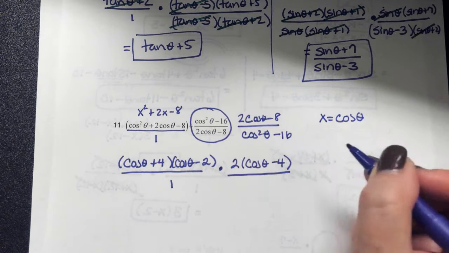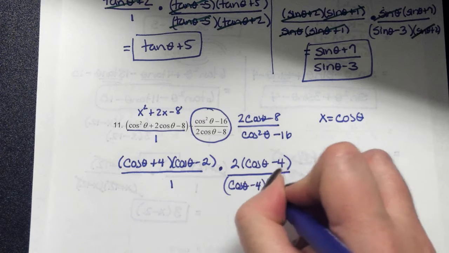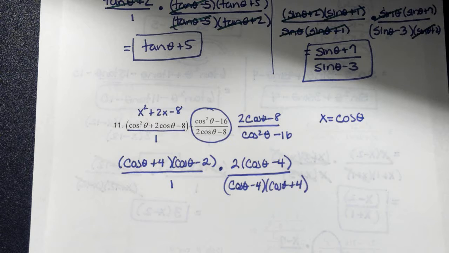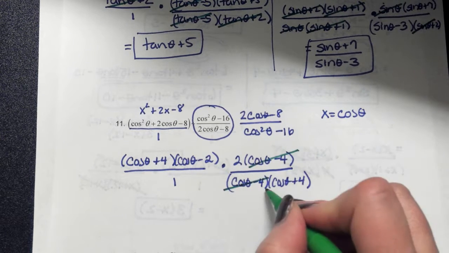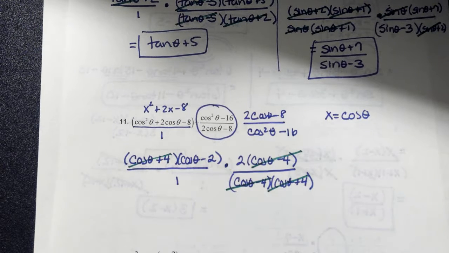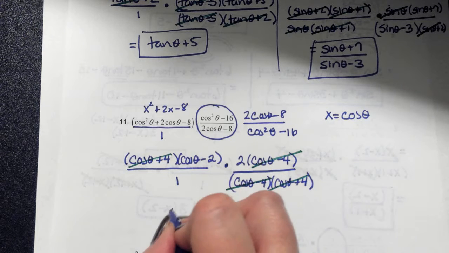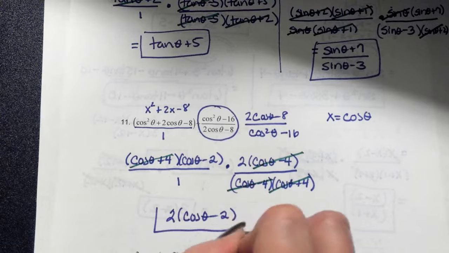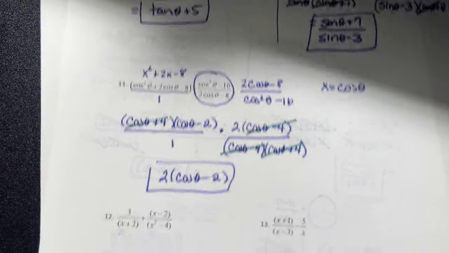I have another difference of squares in the denominator, so that's going to give me a cosine theta minus 4 times cosine theta plus 4. Now I've multiplied, so I can cross out the cosine theta minus 4s, cross cancel the cosine theta plus 4s. The only thing I'm left with in the numerator is a cosine theta times 2, or 2 times cosine theta minus 2. So that's how you can multiply and divide rational expressions, including irrational expressions with trig functions.